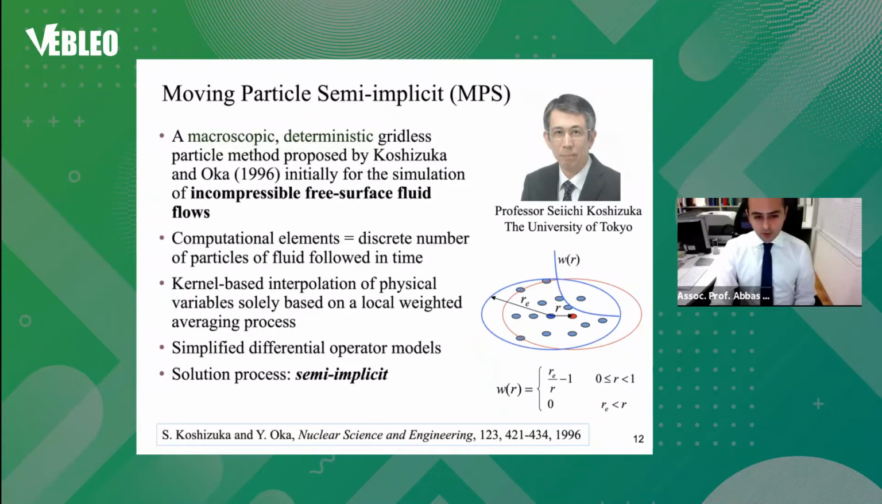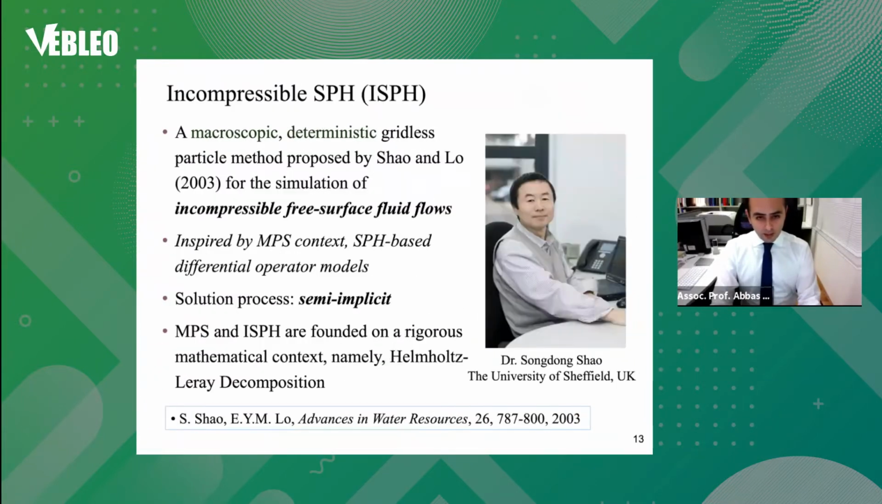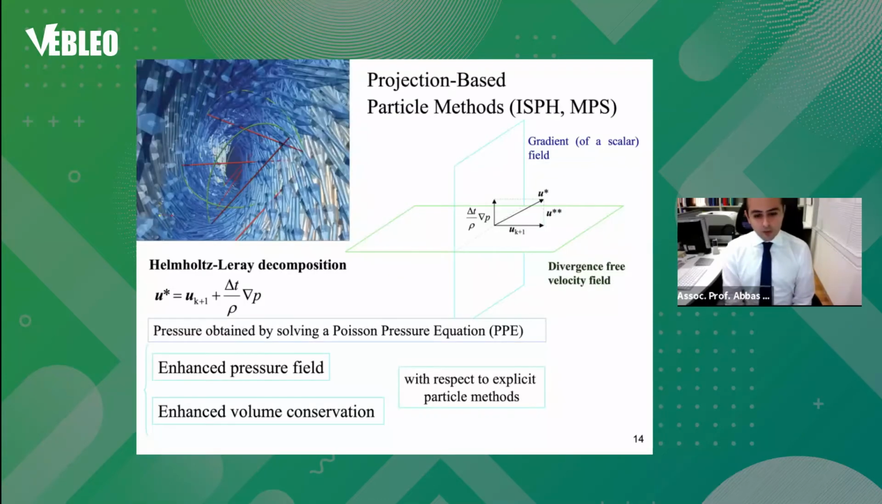The SPH version of MPS is called ISPH, or incompressible SPH. These two projection-based particle methods are founded on a rigorous mathematical context, which is the Helmholtz-Leray decomposition. This is the difference between MPS and ISPH with respect to conventional SPH, because in conventional SPH, for example, the hydrodynamic pressure is found by using a thermodynamic equation of state. But in the case of ISPH and MPS, we have the Helmholtz-Leray decomposition.